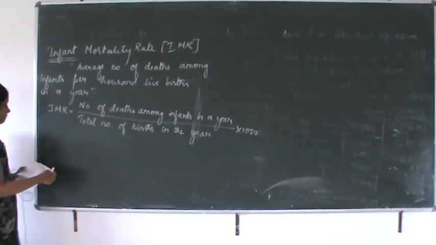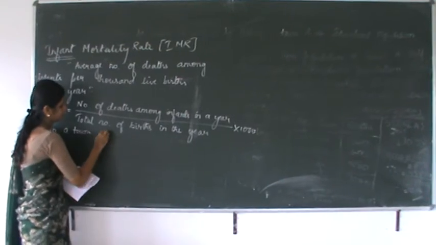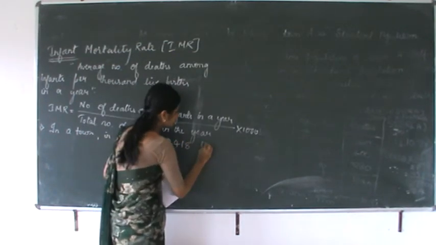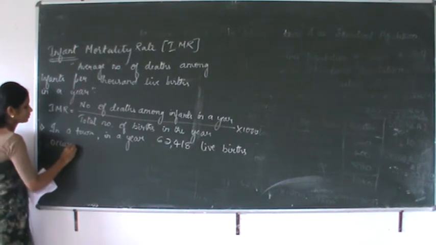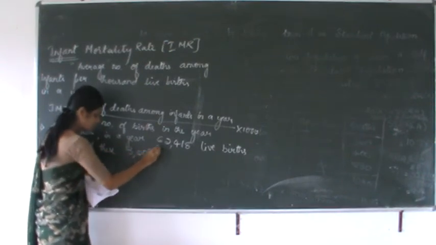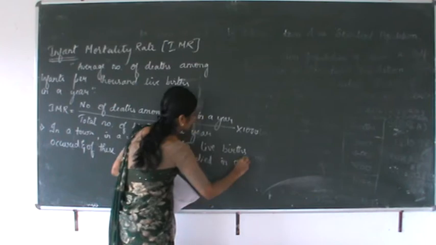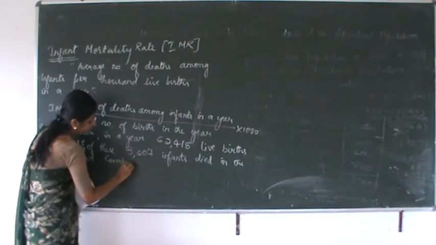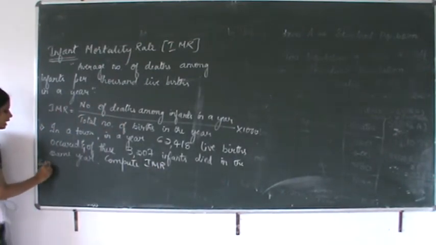So the question is, in a town, in a year, 62,418 live births occurred. Of this, 3,207 infants died in the same year. Compute infant mortality rate. So this is the question and we are asked to calculate infant mortality rate.